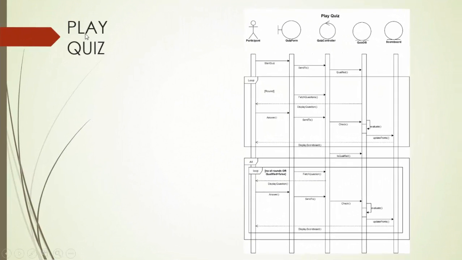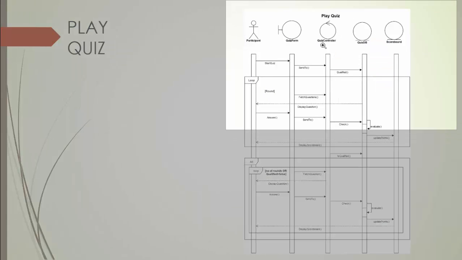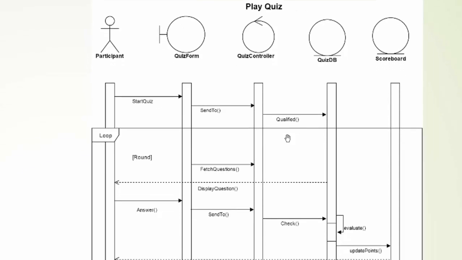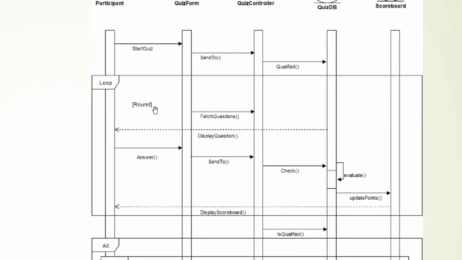Now I am explaining the play quiz sequence diagram. When a participant starts a quiz, he is already qualified for the first round, which is then displayed. A question is fetched from the database and displayed to the participant. When he answers all the questions, they are evaluated and points are updated on the scoreboard.